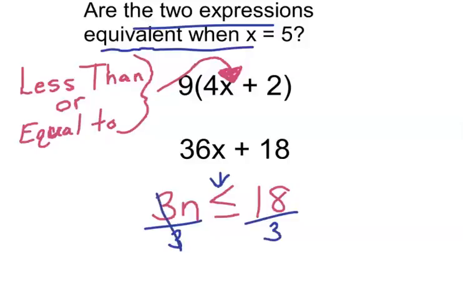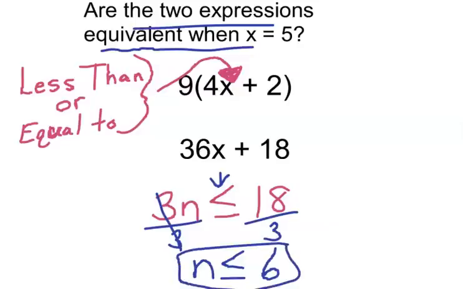3 goes into 3 one time, so we just have an n here. We're going to keep the sign as a less than or equal to sign, and then we do 18 divided by 3, which is 6. So, if we read this out loud, it says n is less than or equal to 6.